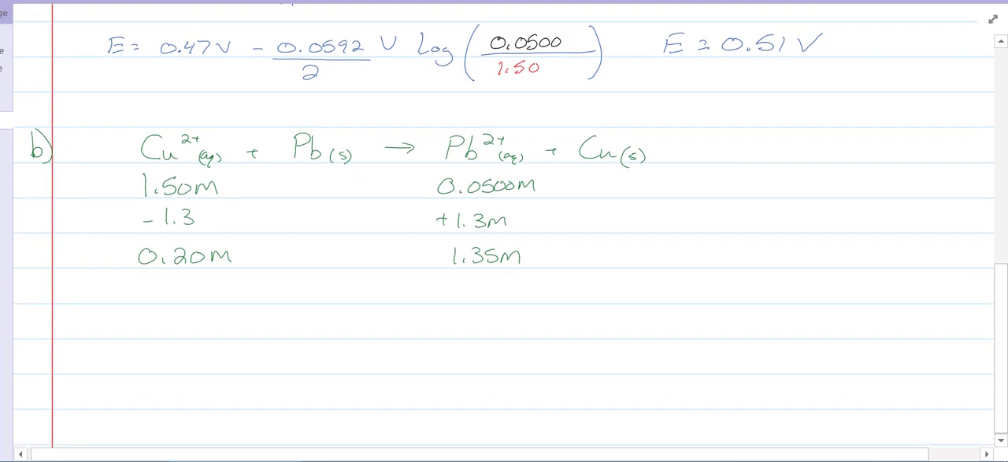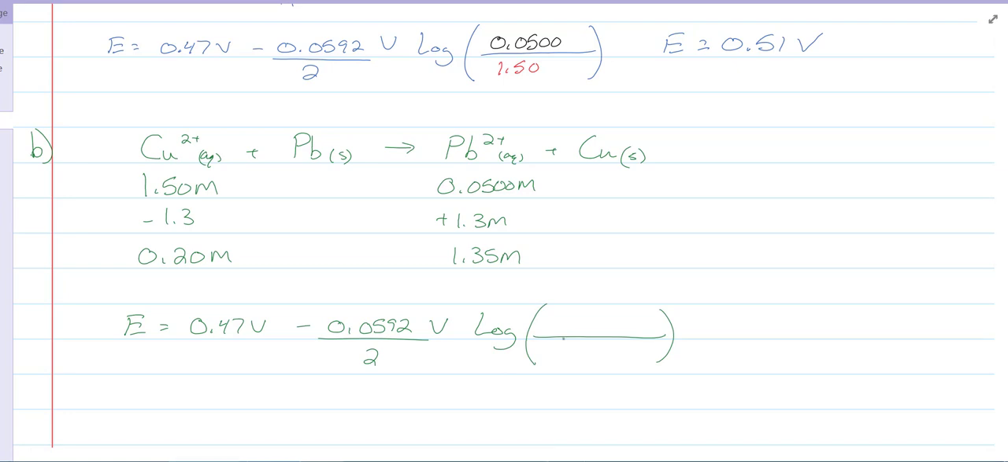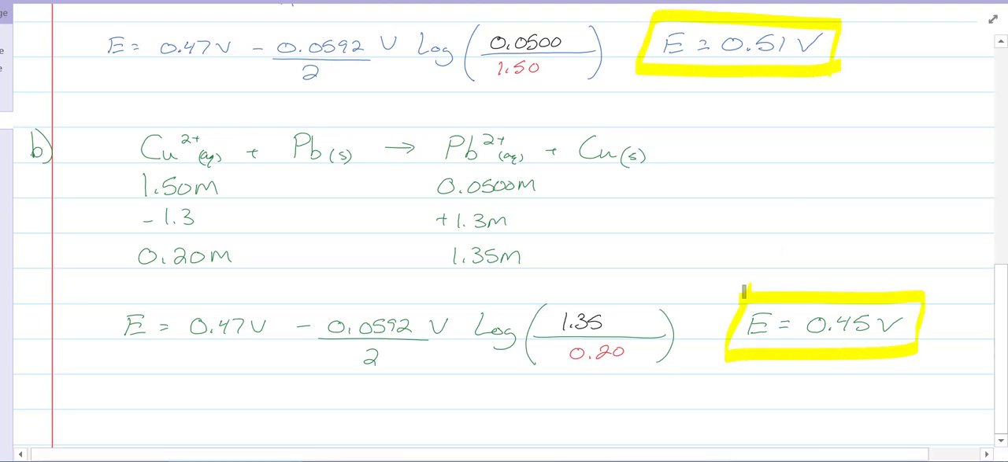It changed. So now E equals E standard 0.47 volts minus 0.0592 volts over 2 moles electrons times the log. And now we have new numbers. For lead 2, it's 1.35 molar, and for copper, it's 0.2 molar. So that means our observed potential happens to be 0.45. And we'll highlight these just to point them out for A, B, C.